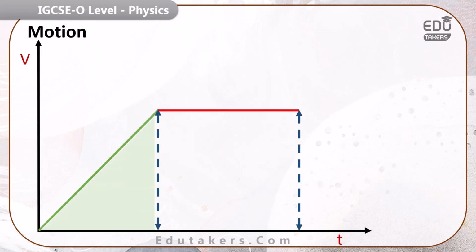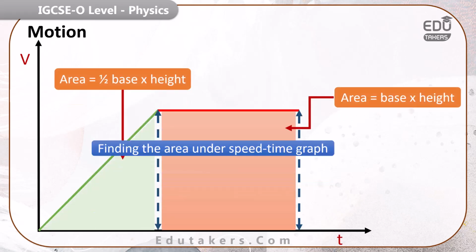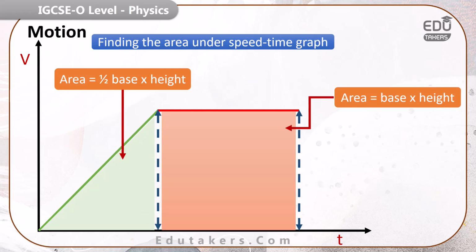Here I consider two paths. The first is shown by the red line and the second one is shown by the green line. When you are going to find the area under the speed time graph, it means you need to find the area under each section. In the first section, the green line, when you draw a line shown by the blue arrow, it becomes a triangle.